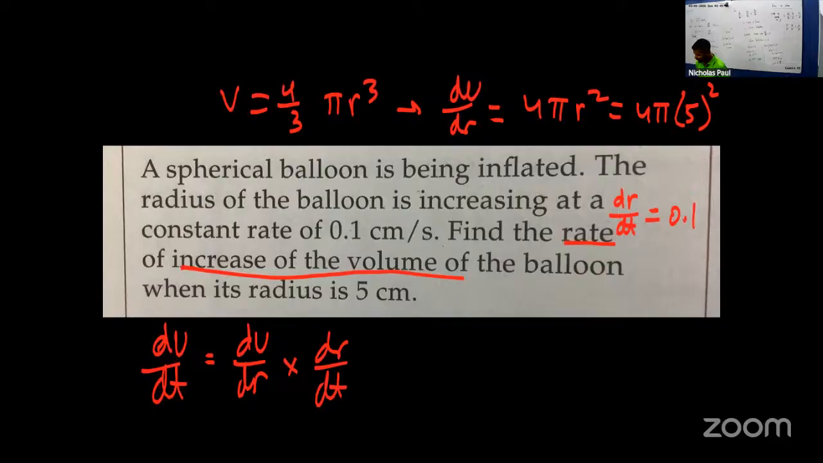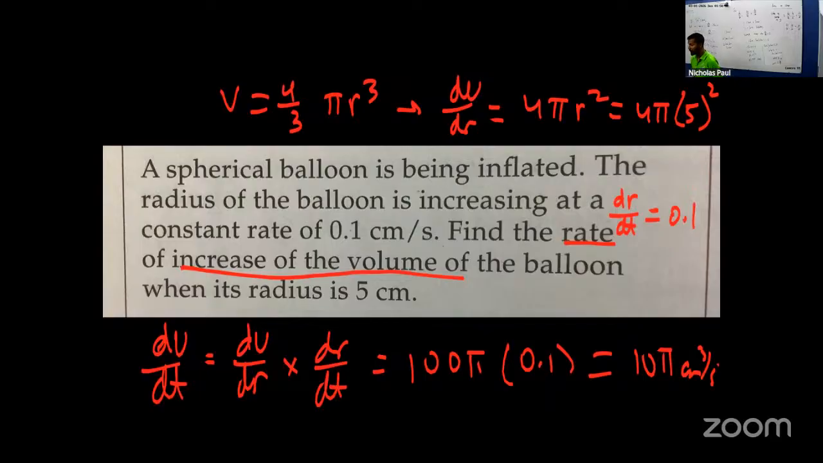Right, dV/dr is what? dV/dr is 100 pi by 0.1. Right, I got 10 pi as the answer. Sorry, centimeter cube per second, right? In a lesser unit, centimeter cube per second, because it's volume per second. Right?